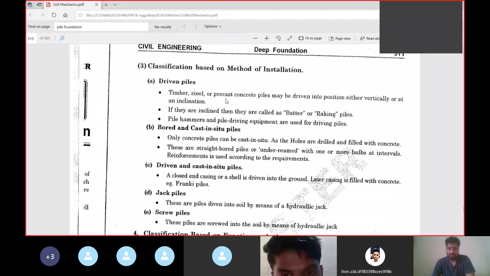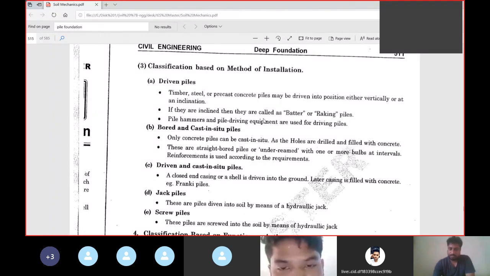Now, the timber piles, steel piles, or precast concrete piles may be driven into position either vertically or at an inclination. Such piles are known as driven piles. When we are driving a pile inside the soil mass in a vertical fashion or with some inclination, such piles are known as driven piles. Now, if they are inclined, they are called batter or raking piles. So when your piles are driven with an inclination to the vertical, such piles are basically known as batter piles or raking piles.